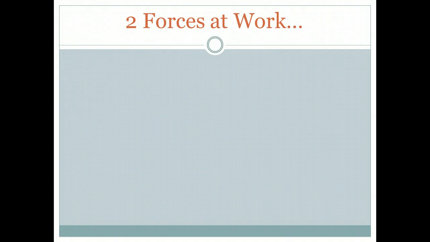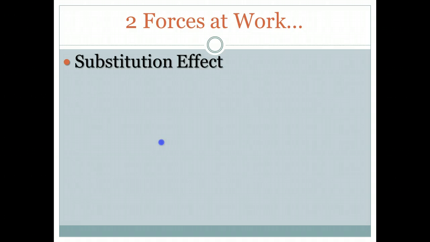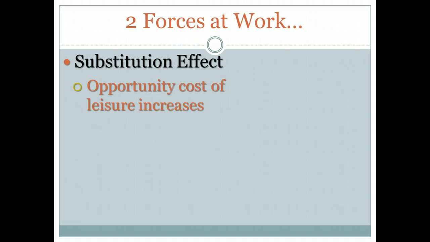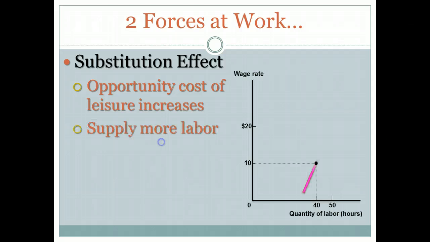Why is it backward bending? There are two forces at play here. One is the substitution effect, which basically tells us that the opportunity cost of leisure increases with an increase in wage, which means that it makes sense for us to supply more labor. In order to take away hours of work, I'm giving up too much in the form of more pay, and so I will choose to make myself available to work longer hours.